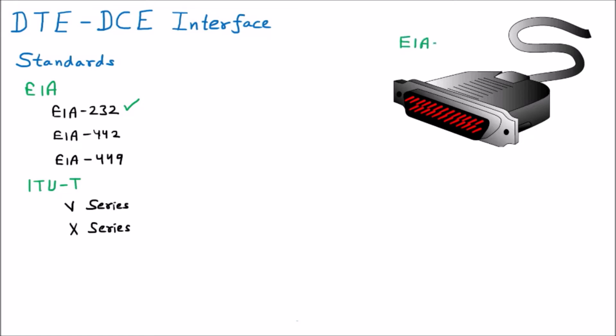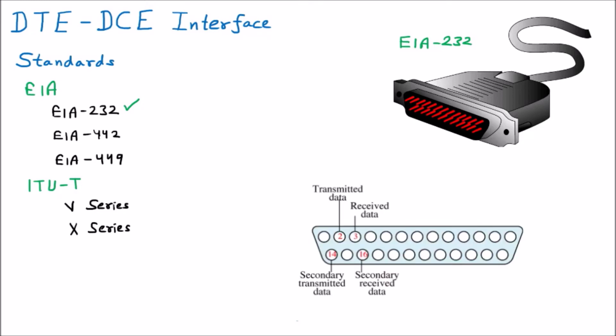The diagram mentioned here is of EIA 232. Now here you can see that there are many pins. All the pins have their own functioning, so we are going to discuss all the pins one by one. First we are discussing the data pins. You can see that this is pin number 2, pin number 3, pin number 14 and 16.